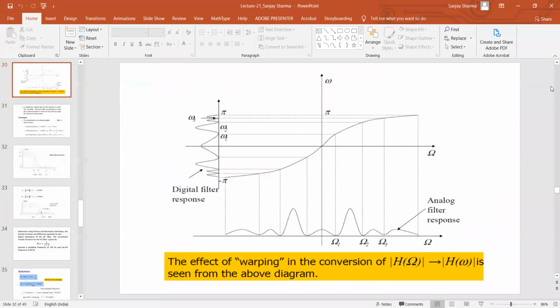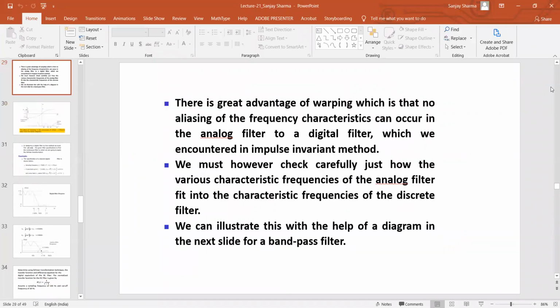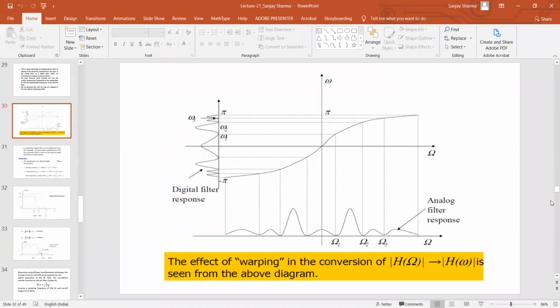All right. So we were on this slide. Let me come to this slide now. This is the frequency warping effect only. Let me explain, because this diagram is given in John G. Proakis's digital signal processing book also. So let me explain this diagram.